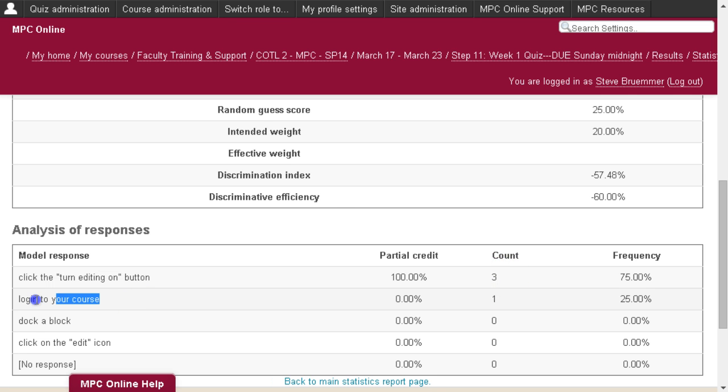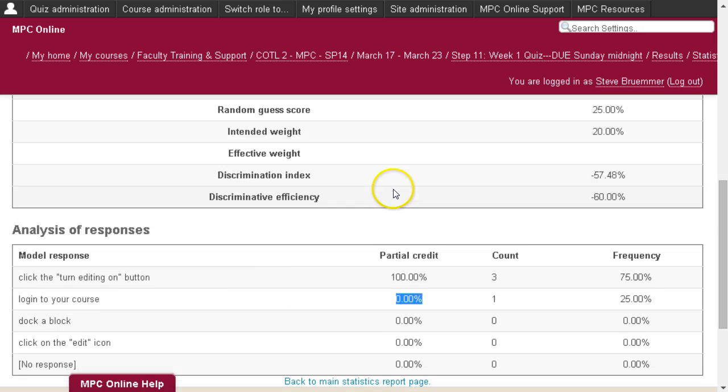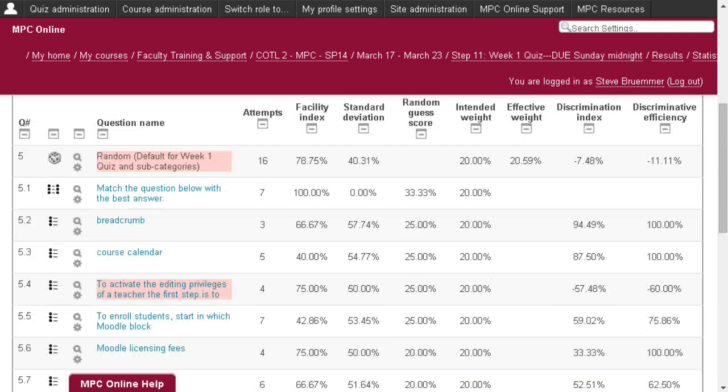The next answer, log into your course, was chosen by 1 person, and it was deemed to be the wrong answer. Well, but let's think about that for a minute. The first step that a teacher has to do, well, you need to log in as a teacher. So I can completely understand why someone would have chosen that answer, even though this answer is deemed the correct one. And in fact, that's exactly what happened. Some student who did extremely well on the rest of the quiz picked that other quite reasonable answer. It was wrong, and therefore this question has been flagged as probably being invalid.